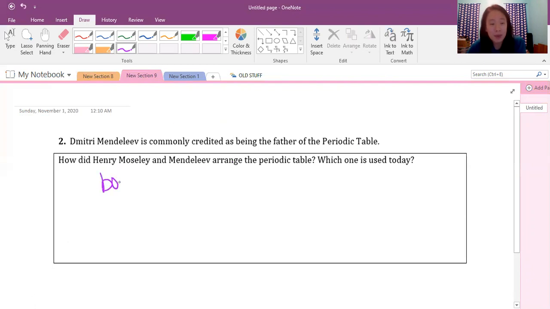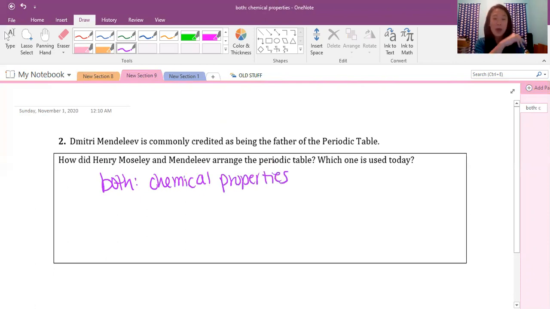Okay, so we got to remember that they both arranged them with chemical properties, right? That's why they have families, right? You have the alkali metal family, you have the halogen family. So they both did it that way. They both had certain columns that made sense. But you have to remember that Mendeleev did it first, right? And he did it by mass.